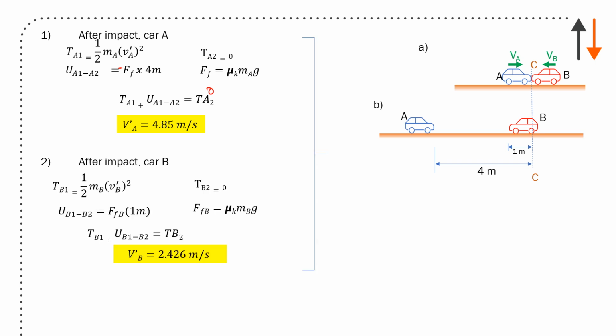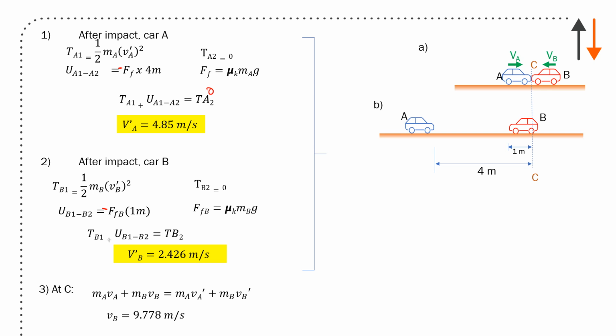After impact, for car B, it slides only 1 meter. And because it only slides 1 meter, it has an initial kinetic energy, just like car A. It has a final kinetic energy, which is 0, but it only slides 1 meter, and so there's a negative there. And so if I add up the terms, I get 2.426 meters per second. You don't have to be that exact. You want to probably have 2 digits on your terms.